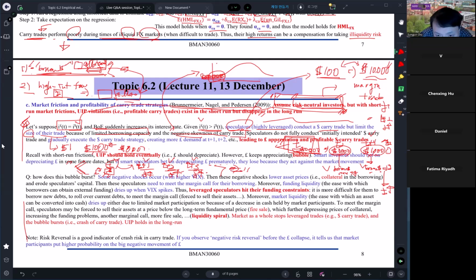Now, this cannot go on forever. Why can't this go on forever? Because we assume a risk neutral investor, which means UIP should hold eventually. By definition, UIP should hold when we assume a risk neutral investor. So there should be a huge collapse of the pound in the future. When we observe the pound interest rate is bigger than the dollar interest rate, the pound will appreciate every period. But eventually, because this is a theoretical model and UIP should hold, there should be a massive depreciation of the pound, a crash of the pound. So why is this happening?